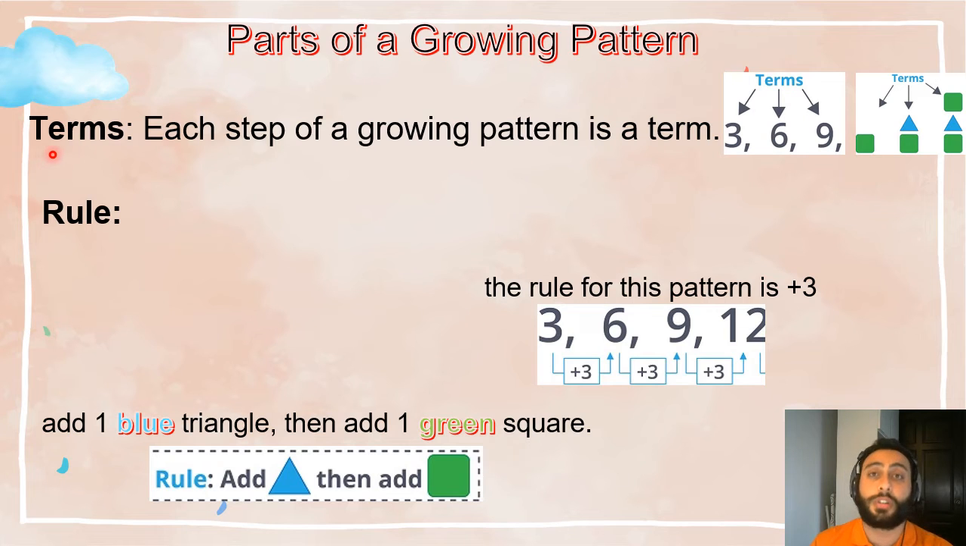So, what are terms? Each step of a growing pattern. This is a term, this is a term, this is a term. And what is a rule? Remember, this is the rule. Plus 3. Add this and then add that. These are called the rules.